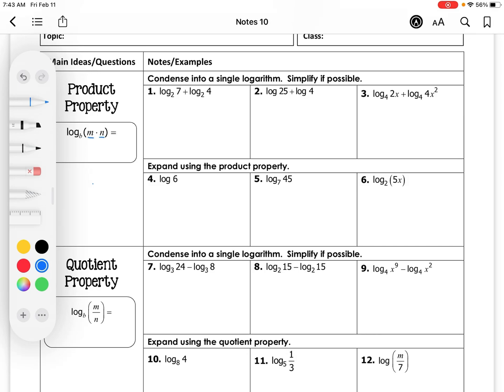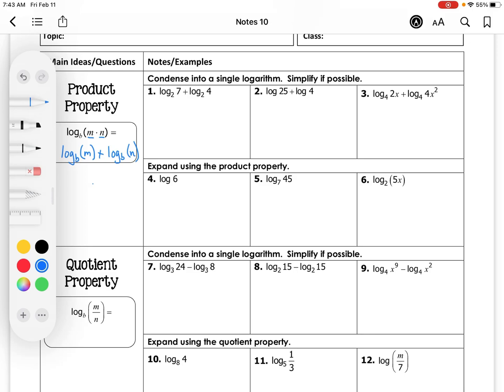being multiplied inside of them, in parentheses, in this case m times n, we can expand that log to be written as log base b of that m, but then you can add the same log base b of that separate n.